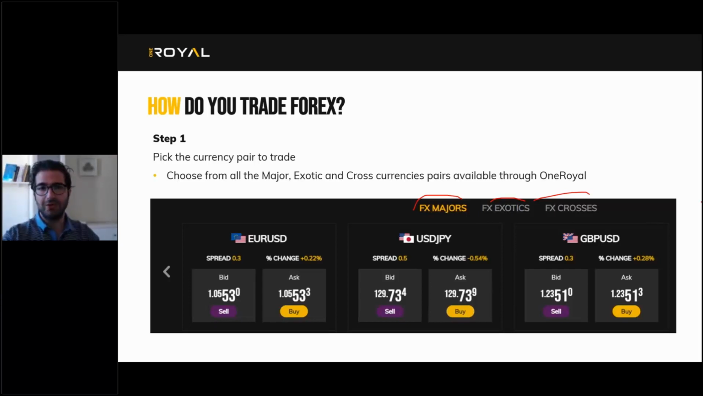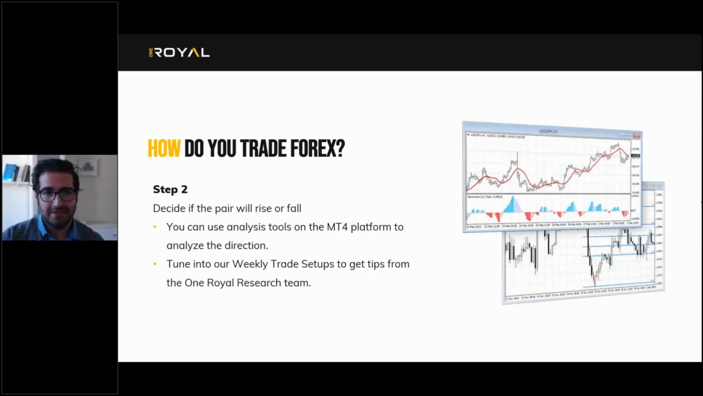How do you trade forex? Next, we will talk about step 2, decide if the price will rise or fall. After picking your pair, you need to choose whether you go long or short. When you go long, that means you're expecting the price will go up. If you're expecting the price will go down, then you should go short. So in step 2, you decide whether you buy or sell.